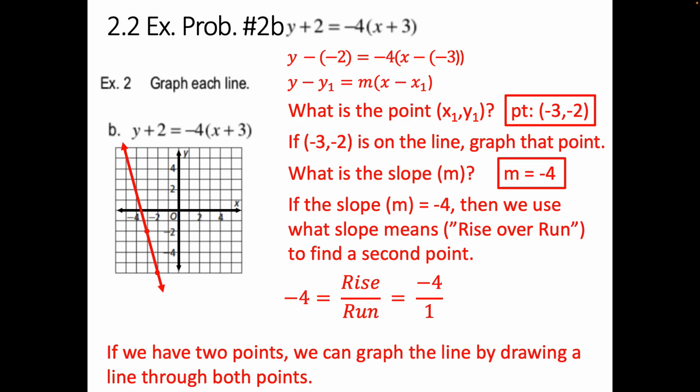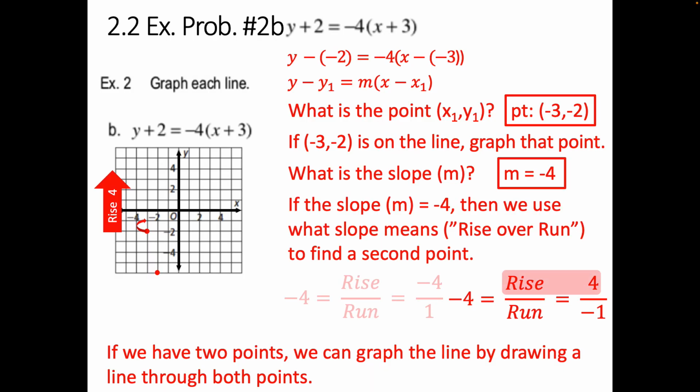But of course, negative 4 is not only equal to negative 4 over 1, it's also equal to 4 over negative 1. So if instead of doing it as negative 4 over 1, I had done it as 4 over negative 1, then I'm going to, from that original point, rise 4. So I'm going to go 1, 2, 3, 4. And then I'm going to run to the right negative 1. And going to the right negative 1 is the same thing as going to the left 1. So running negative 1 is going to the left 1 or right negative 1.